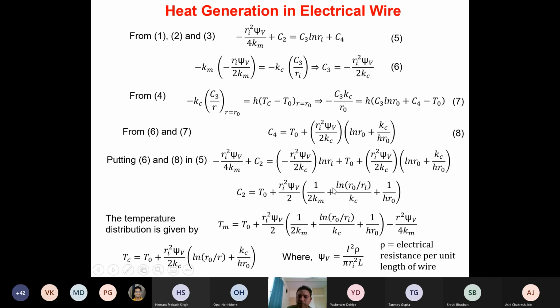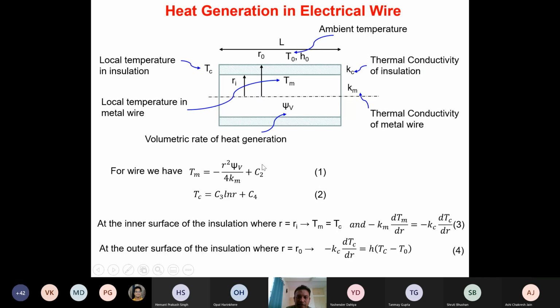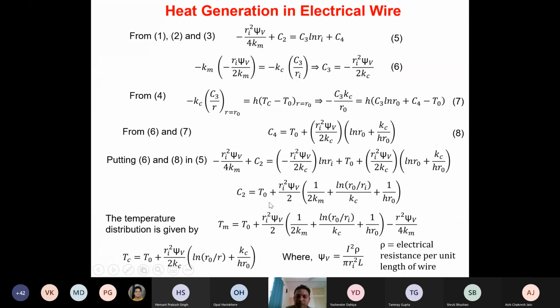And we can put this C2 in the original expression, in equation number 1, and we can find out the distribution Tm, and similarly C3, C4 we can put in and find out Tc. So that is what has been done. So Tm is obtained by putting the C2 in equation number 1. So this is the expression.